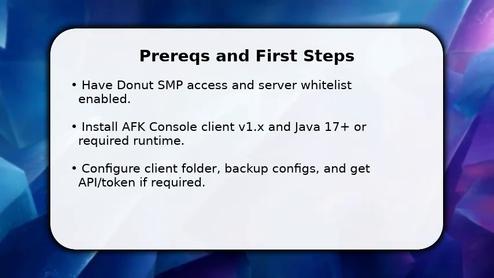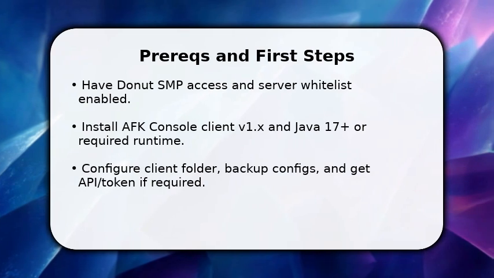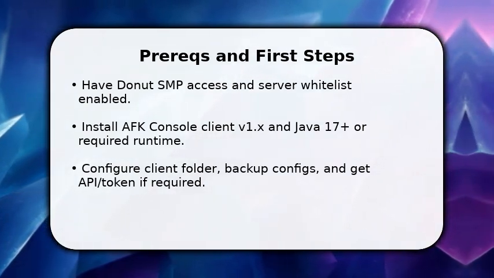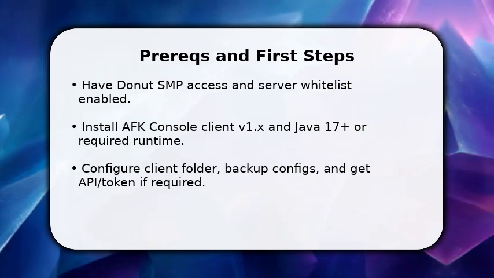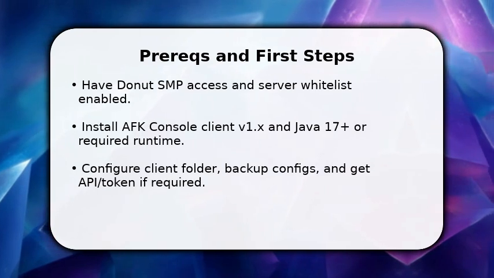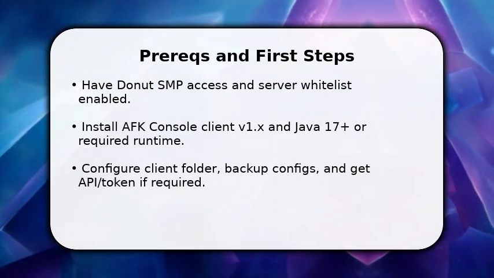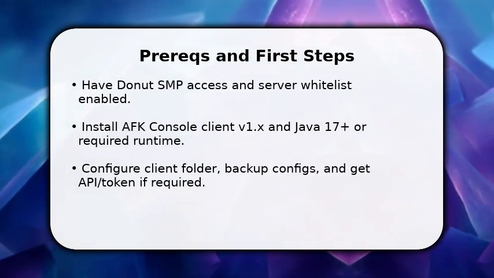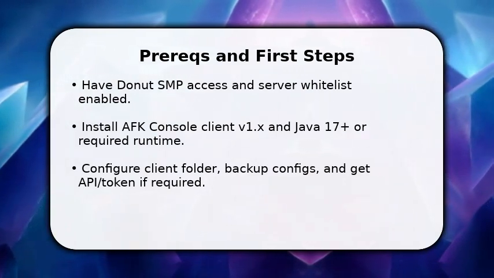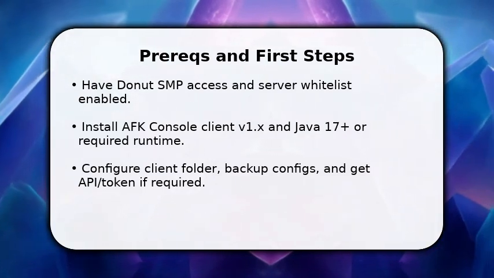You start by confirming you have server access and the right runtime. That prevents wasted troubleshooting later. Once confirmed, install the AFK Console Client and place it in a persistent folder so it won't be deleted by updates. Make sure to back up the default config and retrieve any API token or whitelist entry from Donut SMP. This lets the client authenticate. Finally, run the client once to generate initial config files so you can edit precise behavior in the next steps.